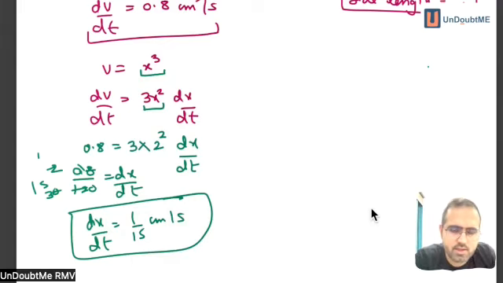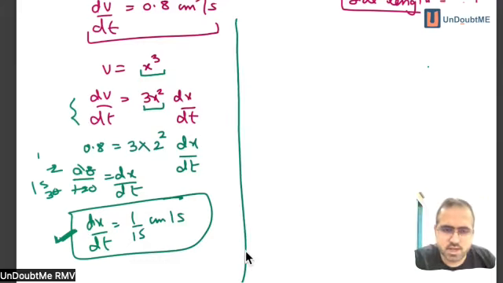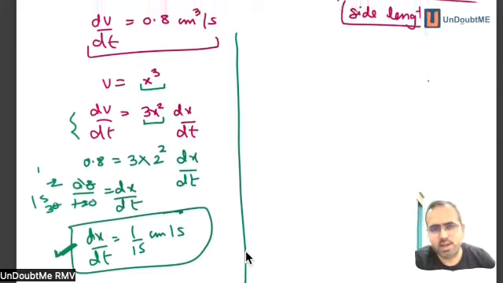Okay. So in surface area, we are going to use this dx by dt. That's what we were trying to get from dv by dt. This was given. Now the real question starts. This was just preparatory work. We were preparing for getting what they are asking.